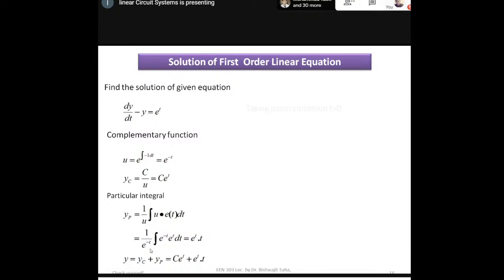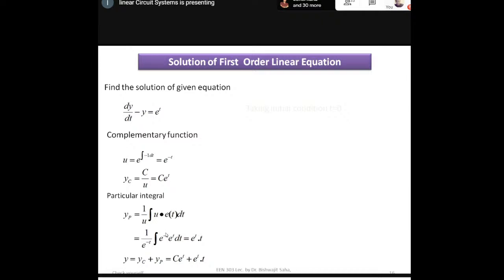So 1 over e to the power minus t becomes e to the power t. In integration, since e to the power minus t and e to the power t are multiplied, we can consider they are the same base, right? In the same base, the powers are summed in case of multiplication. So e to the power minus t plus t. The plus t and minus t cancel out, so e to the power 0. And e to the power 0 means how much? 1. Right?